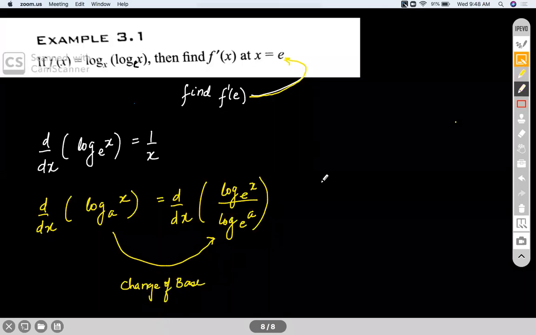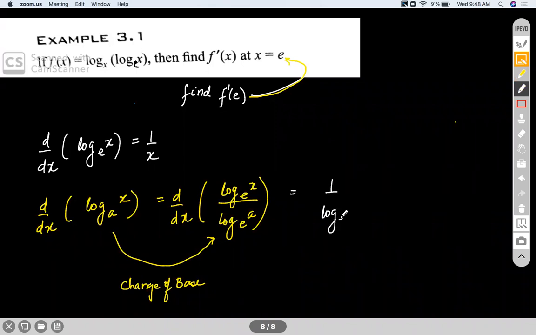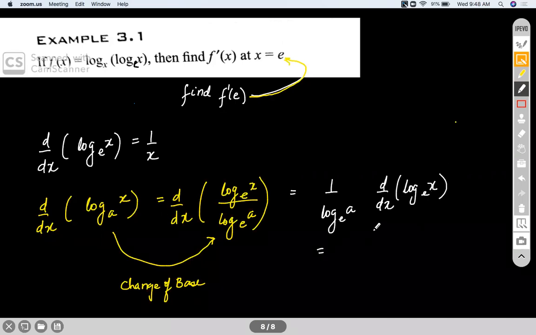Once you have done this, 1 by log a to the base e is just like a constant. So you can just pull it out and it's just the derivative of log x to the base e, which is actually 1 by x. So your answer is 1 by x log a to the base e.